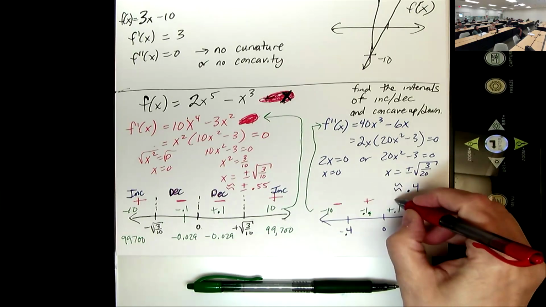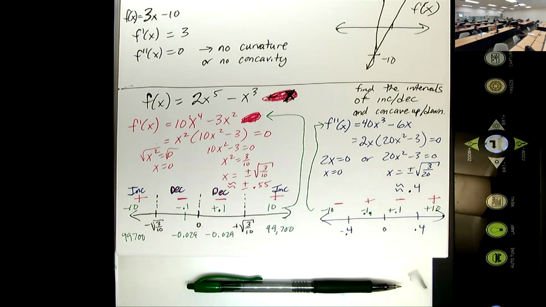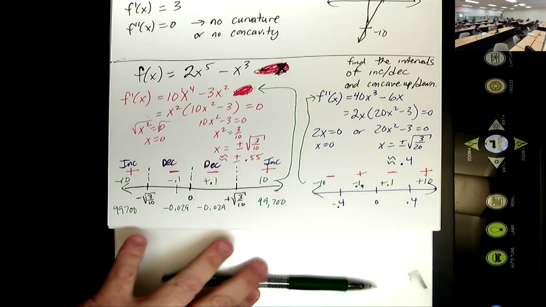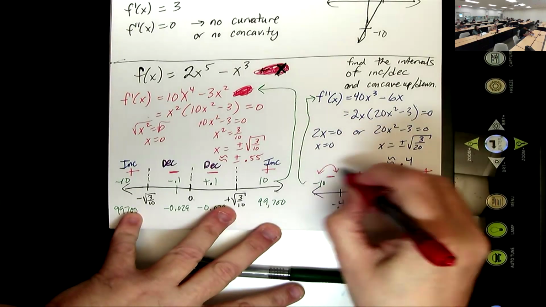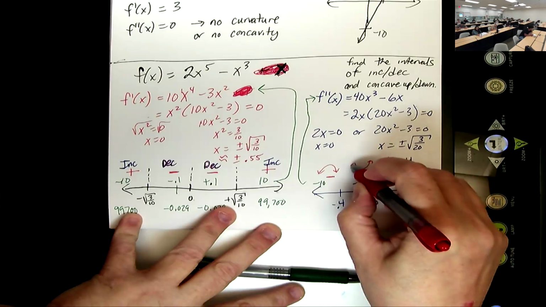And this is a negative region. And that's definitely a positive region. So the concavity is changing a lot. Here it's concave down. And there it's down. Here it's up, and here it's up.